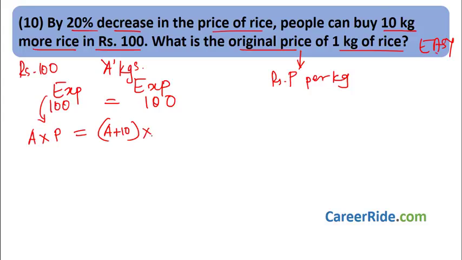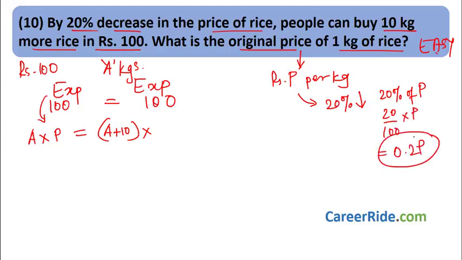What was the price? Let's see. Now over here the initial price is P. A 20% decrease is there in the price. So the price is reduced by 20% of P, that is 20 upon 100 into P, which is nothing but 0.2 P. So the price reduces by 0.2 P rupees.